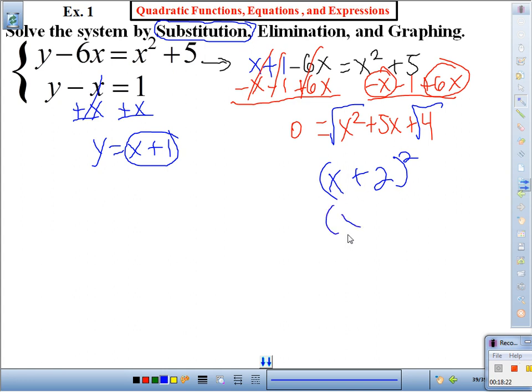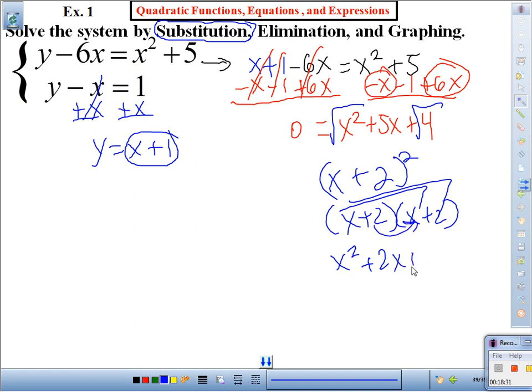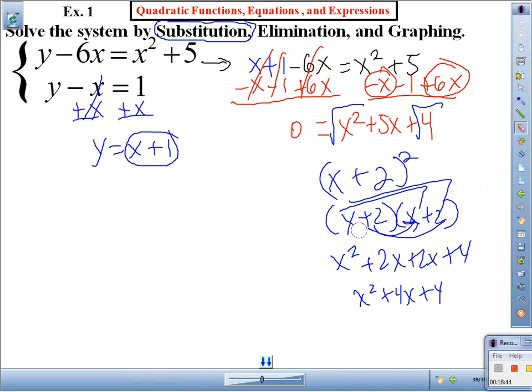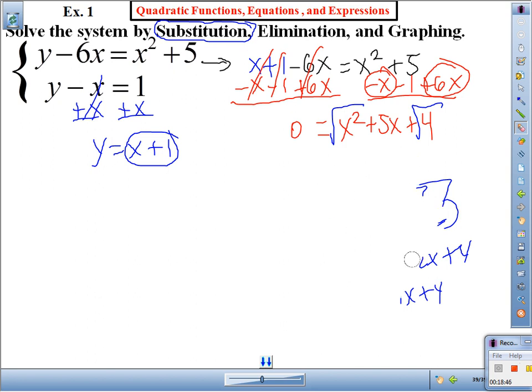What's another way of writing this? x plus 2 times x plus 2. What is x times x? x squared. What is x times 2? 2x. What is 2 times x? 2x. What is 2 times 2? 4. What is this? x squared plus 4x plus 4. Is that this? Yeah, not bad. So the only time when it's a perfect square is when we do completing the square. We haven't used that method.